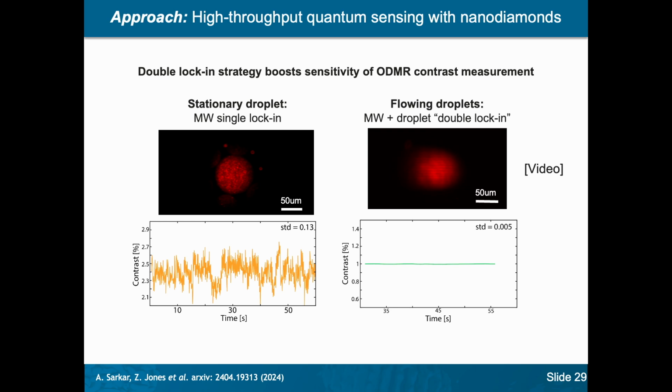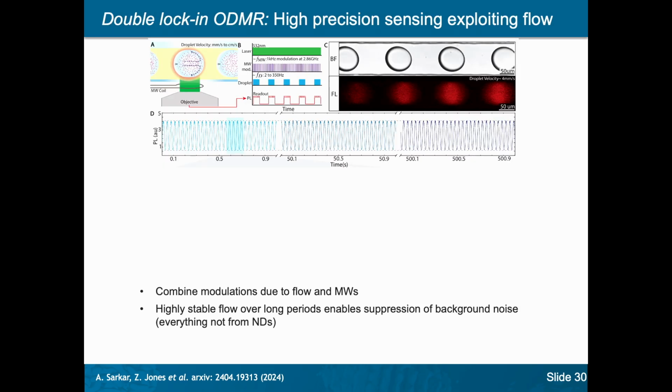And what we've been able to do, as I'll show you briefly, is go from here to here. So really make this extremely precise. The trick is to use the flow of the droplets themselves, so actually the mobile nature of these quantum sensors, to enhance precision. So how does that work?